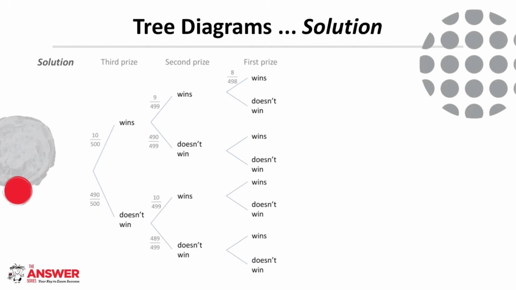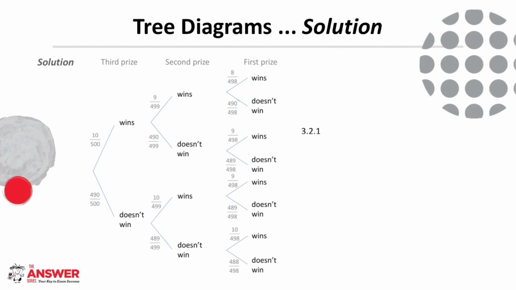If she won third but not second prize, then she would have 9 tickets left. If she didn't win third prize but did win second prize, then she would have 9 tickets left. And if she didn't win either third or second prize, she would still have 10 tickets left in the draw. We can now complete each of these branches' probabilities by making sure each pair adds up to 1. Now that our tree diagram is complete, we can move on to determining the probabilities.